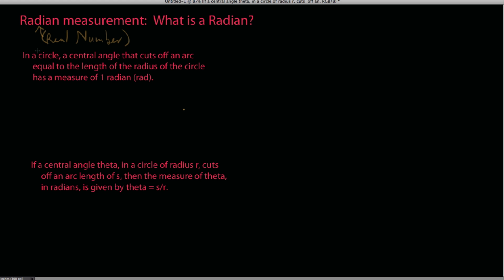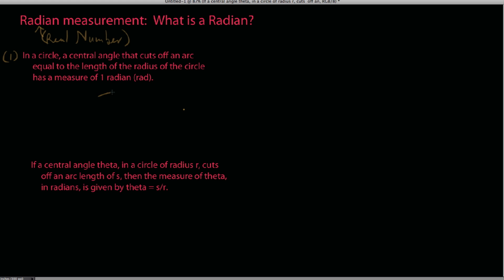This first definition here is the definition of what 1 radian would be. We'll start by reading it, and then we'll illustrate what we mean by it. It says, in a circle, a central angle that cuts off an arc equal to the length of the radius of the circle has a measure of 1 radian.